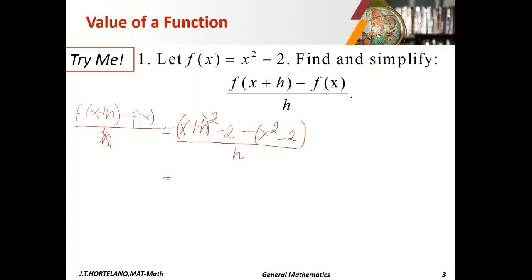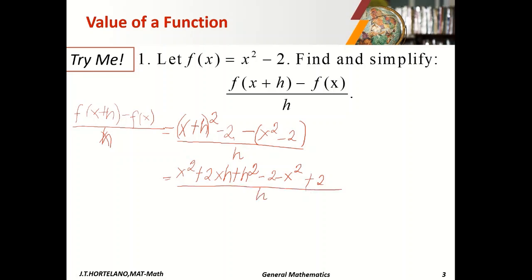Then apply the square of a binomial. So if you have x plus h squared, that would be square the first, so that's x squared, plus twice the product of first and last, so that's 2xh. Then square the last term, so that's plus h squared minus 2. Then distribute the negative sign, so this will become negative x squared plus 2 all over h.